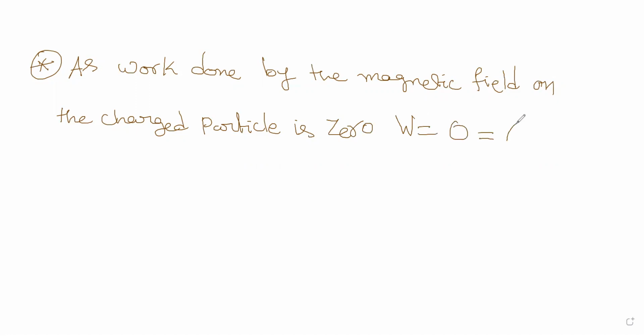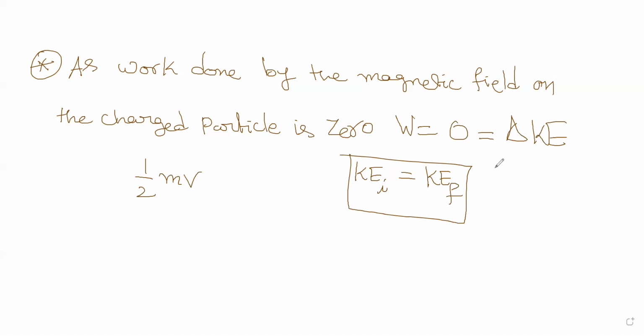By the work energy theorem, you can tell that the change in the kinetic energy is also zero. Work energy theorem says, all of you have heard of it, that work done by the conservative forces plus non-conservative forces, everything, equals the change in kinetic energy, which is zero. That means initial KE is equal to final KE. This is from the work energy theorem.